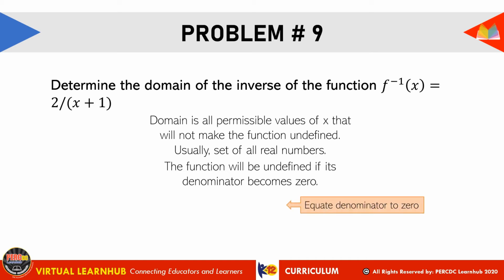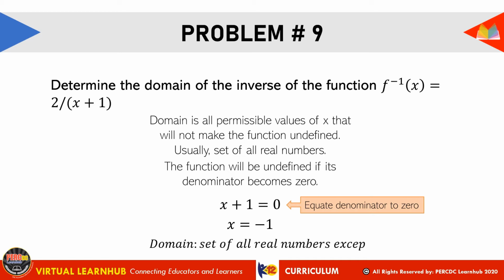Thus, we will not include this set of values. So, we equate the denominator to 0 so that we will know the exemptions to our domain. So, we have x plus 1 equals 0, thus giving us x equals negative 1. The value x equals negative 1 will make the denominator 0, thus making the function undefined. Therefore, we will not include it, and thus giving us the domain. The domain is the set of all real numbers except negative 1.